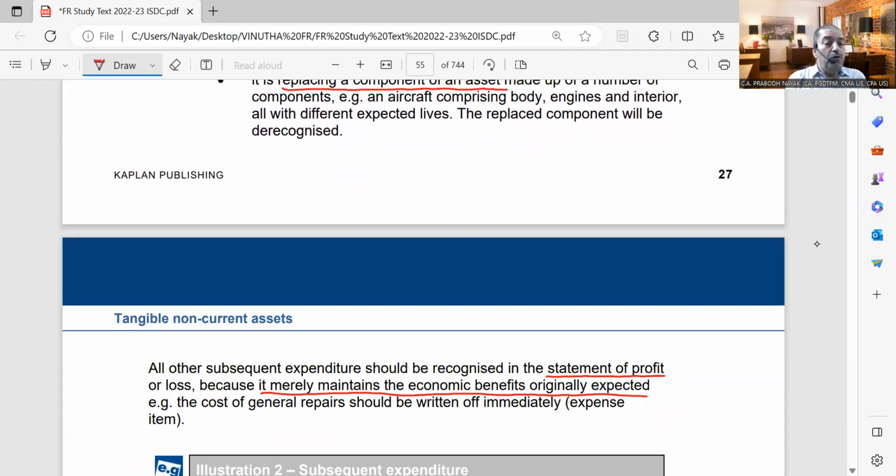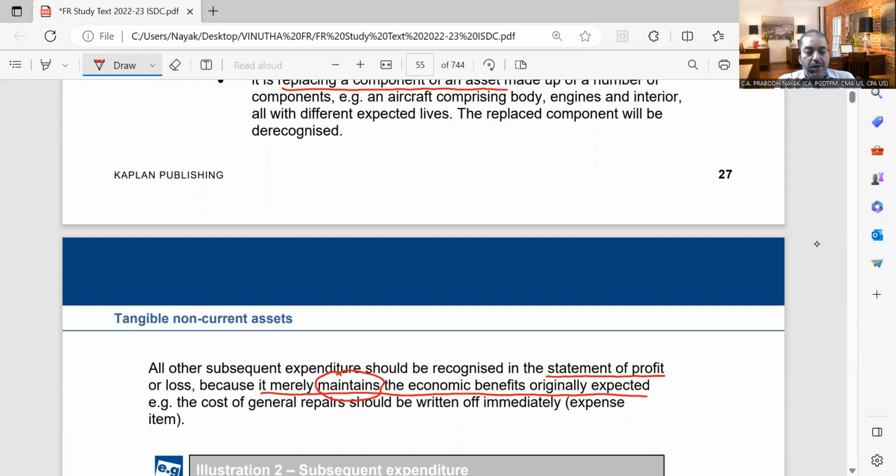But if it is not going to do any of these three things, neither the first nor the second nor the third, it is a normal routine maintenance expenditure, normal routine repairs expenditure, then it will be recognized in the statement of profit and loss, because it maintains, not enhances, but maintains. The words are different. Earlier I used the word enhances. Now I'm using the word maintains. It maintains the economic benefits originally expected from the asset. So that will be a normal routine expenditure which will be charged to profit and loss.